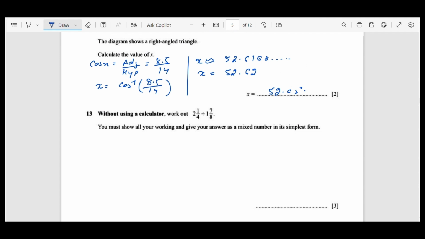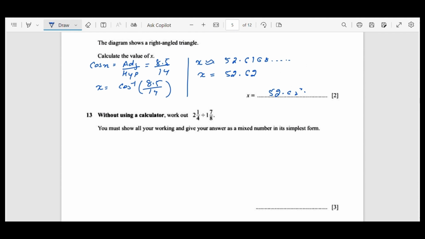Next, question number 13. Without using the calculator, work out this. So you must show all your working. Give your answer as a mixed number in its simplest form. Then this will be equal to 9 by 4 divided by 8 plus 1 7 15. 15 by 8. 9 by 4 into 8 by 15.